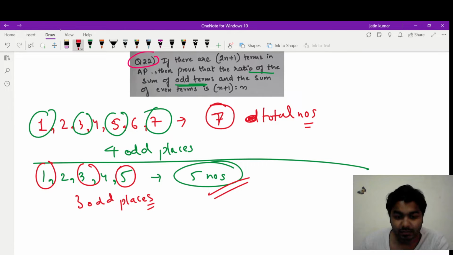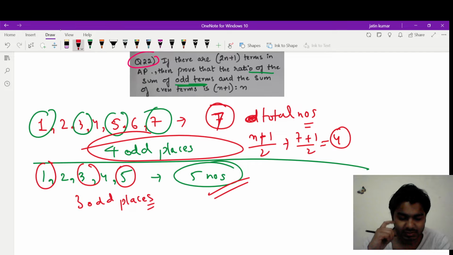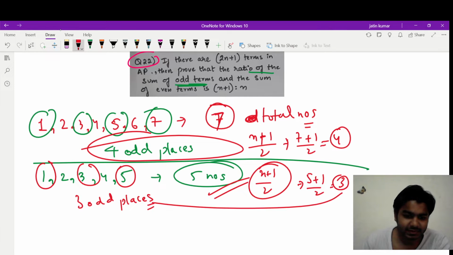To understand this concept we have to take odd total numbers. Now can we frame a formula for odd places? If we have odd total numbers n, then in that series the number of odd places will be n plus 1 by 2. Put the value of n as 7: 7 plus 1 upon 2 is 4, and 4 is our number of odd places. In the lower series also, n plus 1 upon 2 for odd places, so 5 plus 1 upon 2 gives 3, and 3 is our number of odd places.